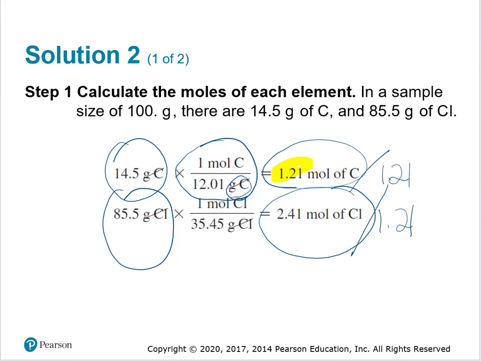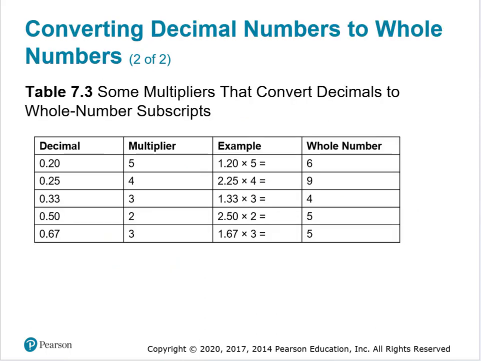For example, let's say I divided everything by 1.21, like this last one, and instead of getting the 1.99, let's say I got 1.2. Well, if I multiplied 1.2 by 5, I would get a whole number. So I would do that to all of the elements. Same with if I got something like 0.25, I would multiply it by 4 to get a whole number. If something was 0.33 and I multiplied it by 3, I would get a whole number. Obviously, if something came out as 0.5, we just have to times it by 2, and 0.67, if we multiplied it by 3, would get to a whole number.